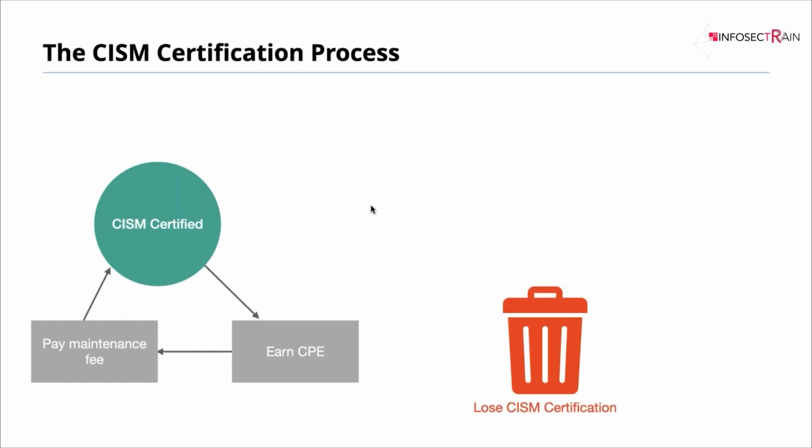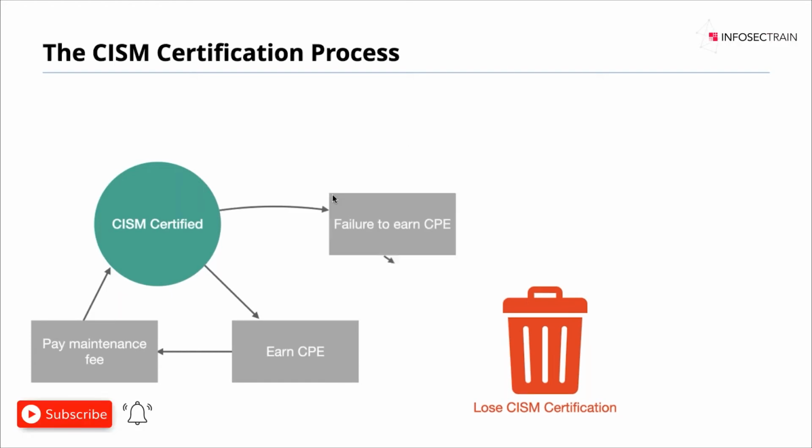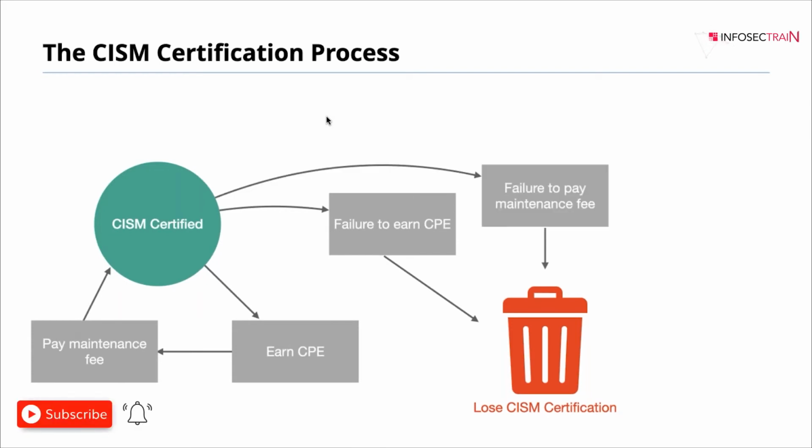How do we lose the CISM certification? You can lose it through various activities. One is that you do not earn those CPEs. Like I said, I see no reason why you should not earn them. It's quite simple. You need to earn a minimum of 20 CPEs in a year, but at the end of 3 years, you need to have 120 CPEs. It's not too much.